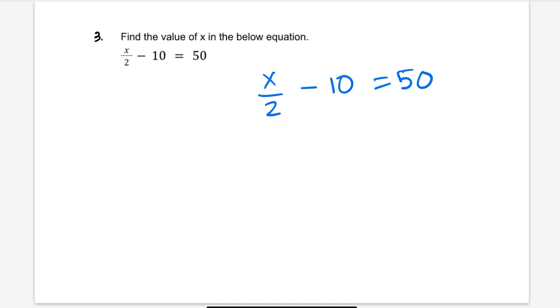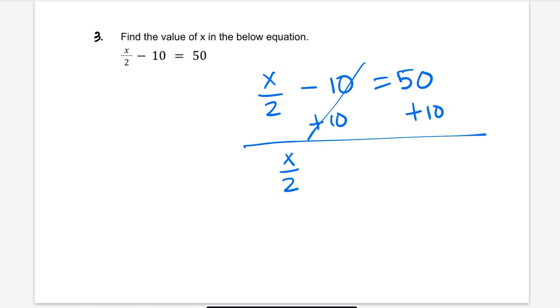Let's remove negative 10 first from the left side, which means the inverse of negative 10 is positive 10. So I'm adding positive 10 on the left side. If I do something on the left side, to keep the equation in balance, I have to do the same operation on the right side, which is adding positive 10. So negative 10 and positive 10 get cancelled out. We are left with x over 2 on the left side is equal to, on the right side, 50 plus 10. So we are left with 60 on the right side.